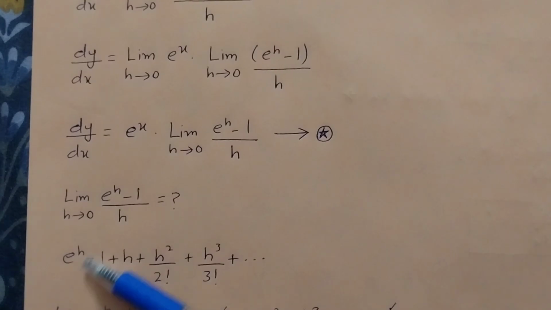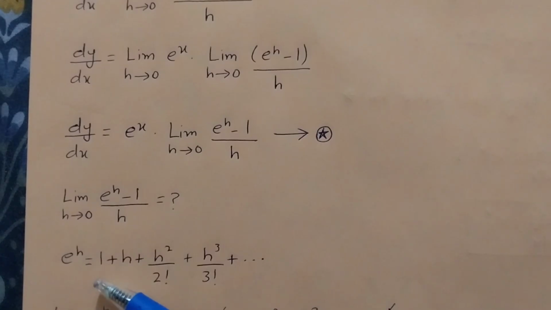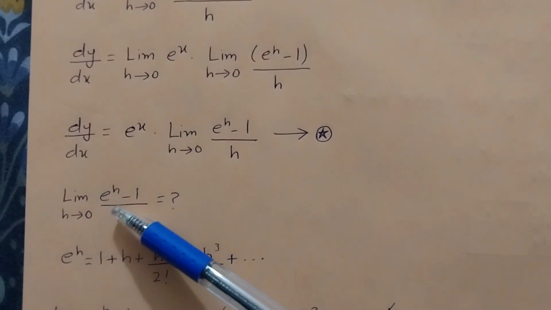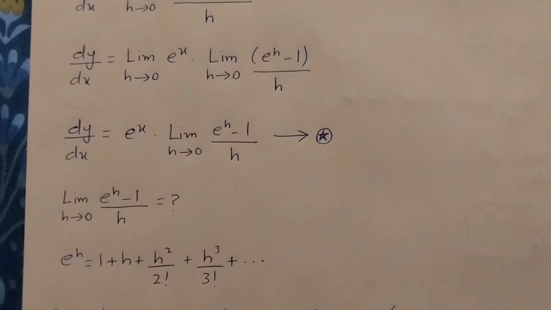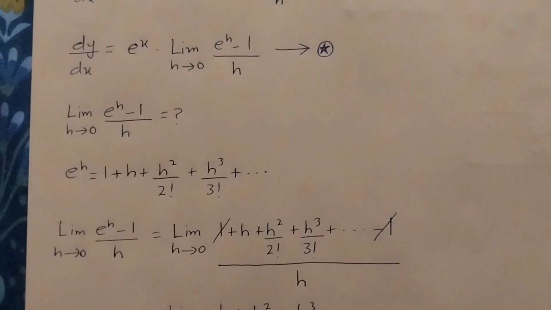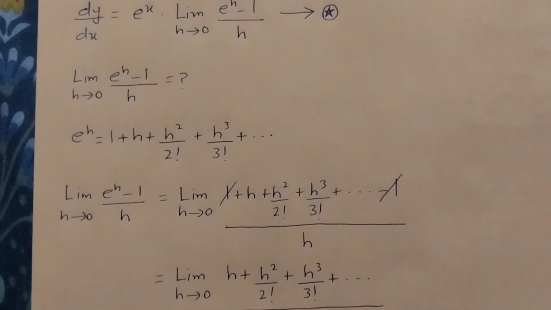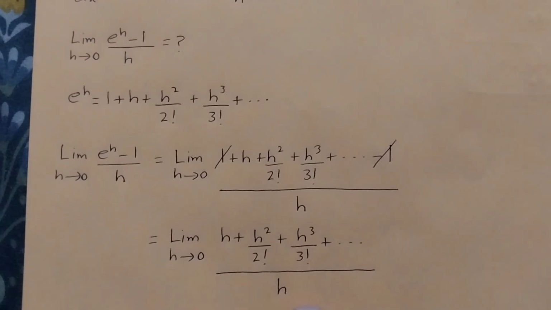Its power series is equal to this series: 1 plus, here we don't have x, we have h, so e raised to power h will be equal to 1 plus h square over 2 factorial plus h cube over 3 factorial up to so on. So we'll put this power series in place of e raised to power h to see whether this can help us or not.